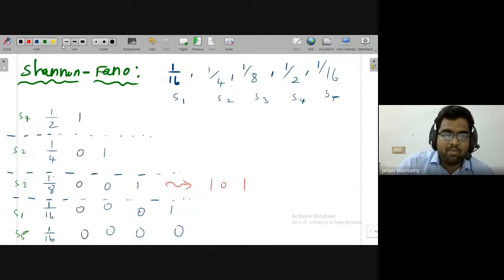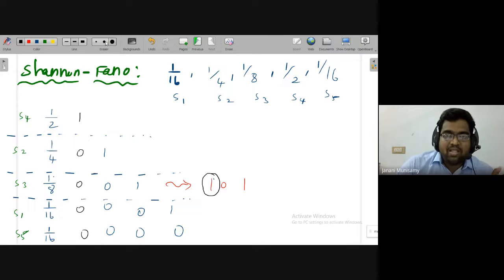What is the problem? At the receiver there will be confusion. The moment the receiver receives 1, it will consider it like a symbol 4. ஏன்னா symbol 4 நம்ம 1 வச்சு பண்ணிருக்கிறோம். பட் ஆனா 101க்கும் நீங்க symbol 3, again there will be the confusion at the receiver. Okay, if some code word is the prefix of another code word, at the receiver side there will be confusion.